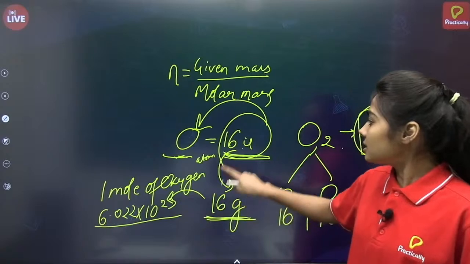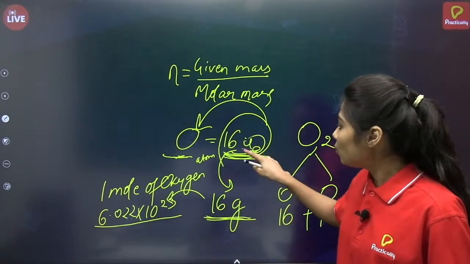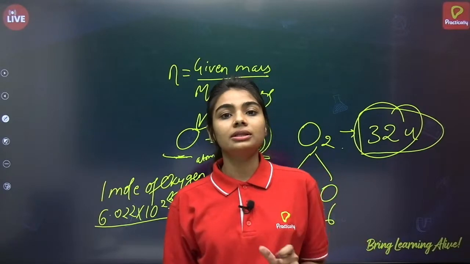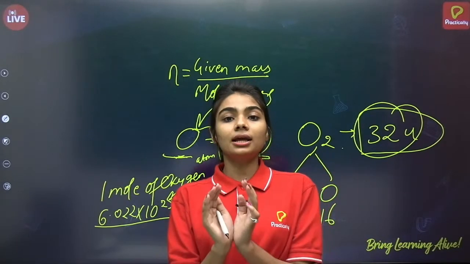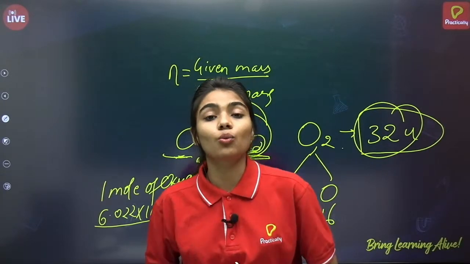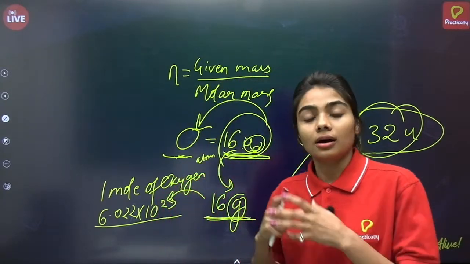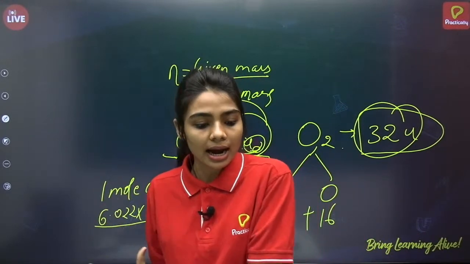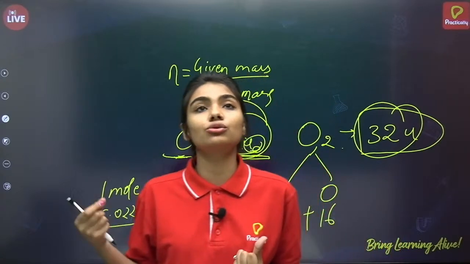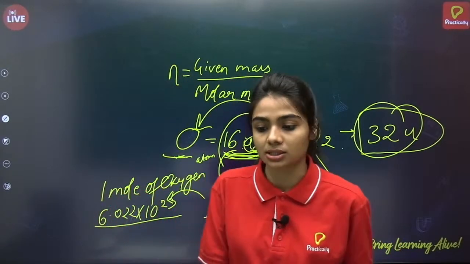So, this is the difference between U and gram. If you are writing only U, that means you are representing only one atom. If you are writing gram, then it is 1 mole of that particular atom. And 1 mole, how many atoms is it containing? 6.022 into 10 to the power 23 atoms it is containing.